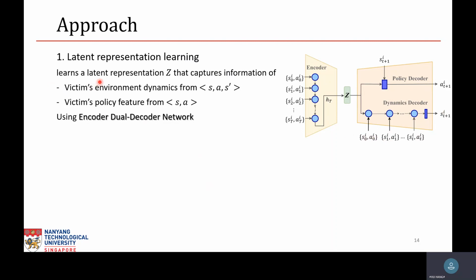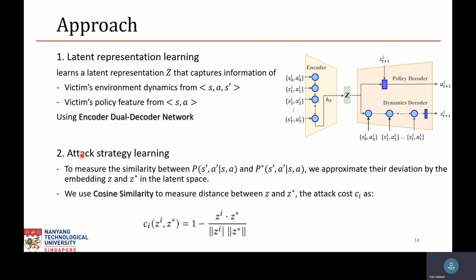In this way, we can learn a latent representation Z, which represents the information about the environment dynamics from the transition sample, state, action, and the next state, and can also capture the policy features from the sequence of state-action pairs. So this latent embedding can be input as the attacker's input. Second is how we learn the attack strategy.